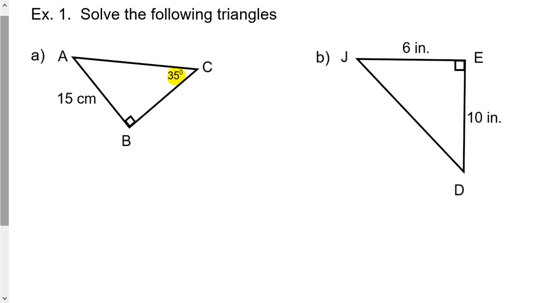Labeling my sides, which one is going to be the hypotenuse? Well, up here, length AC, across from that right angle. From the 35-degree angle, that means that 15-centimeter side is opposite, because it's on the far side. And length BC, the length right beside my angle, is going to be my adjacent. So we can use that to our advantage. Now we have a bunch of options. We can decide whichever side we want to find first.